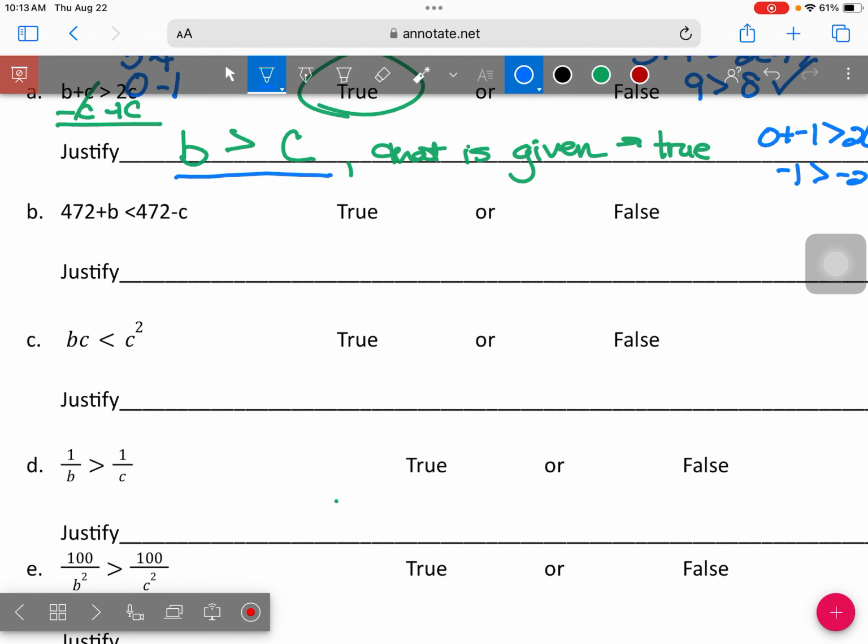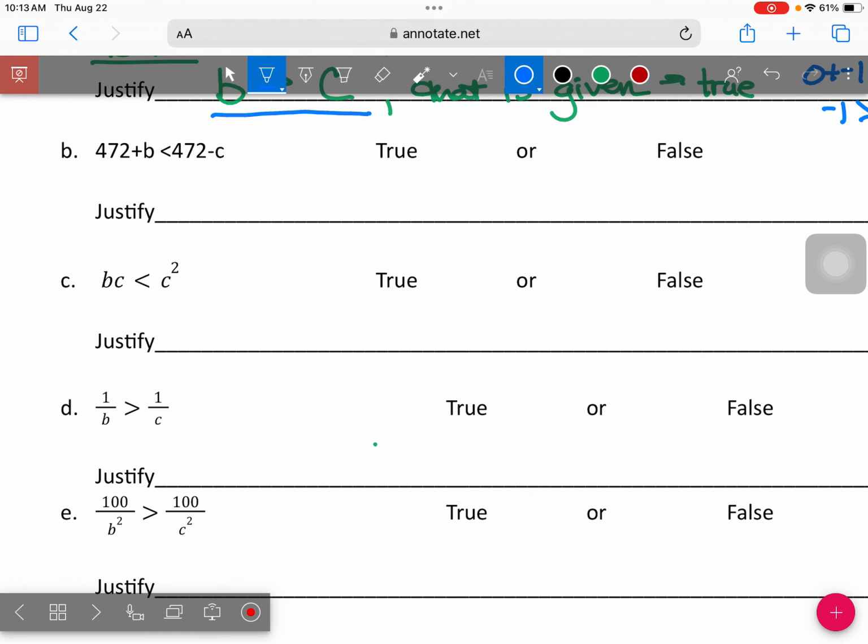All right, letter B. 472 plus B, is that less than 472 minus C? I heard a false. Who said false or why? How do you know?